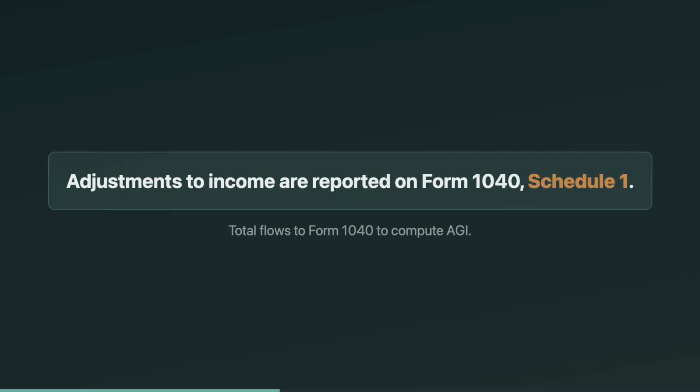Here's the reporting location you need memorized. Adjustments to income show up on Form 1040, Schedule 1, on the Adjustments to Income section. Then the total flows back to Form 1040 and reduces income to arrive at AGI. If a question asks where an above-the-line deduction is reported, Schedule 1 is usually the answer.